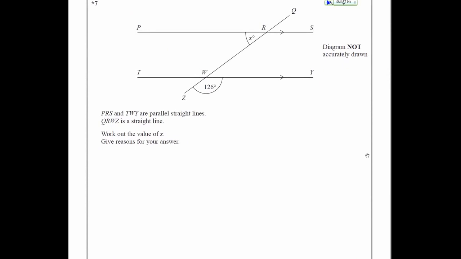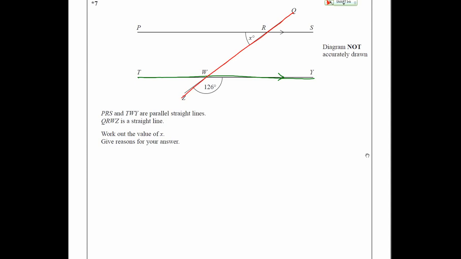Question 7 is a starred question, so it needs some explaining. PRS, let's highlight that. PRS, let me guess, straight line, and they're parallel. Okay, so this line is parallel to this line. As you can see by these arrows, that means that they are always the same distance apart. QRWZ, which is this line, is a straight line. We can see that, okay?